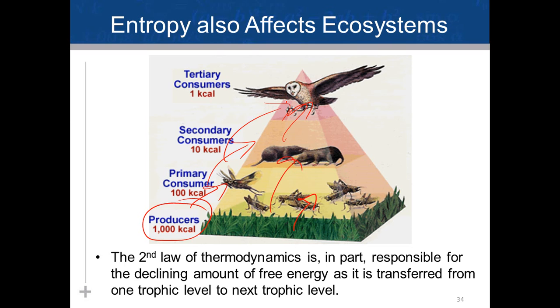So the second law of thermodynamics is in part responsible for the declining amount of free energy as it's transferred from one trophic level to the next trophic level. I hope that this PowerPoint has helped you in understanding how free energy affects biological systems at all sorts of levels.